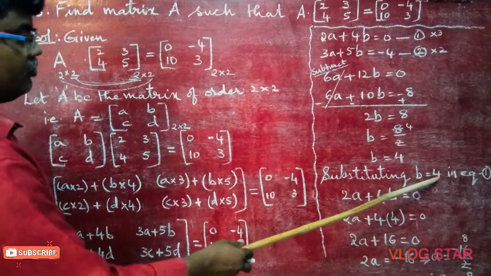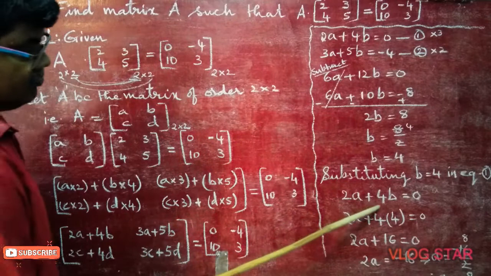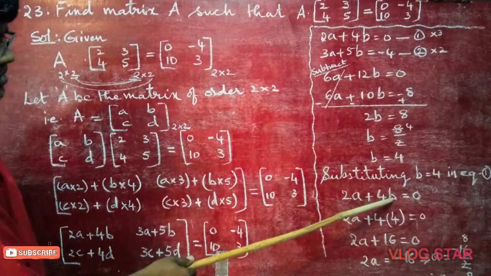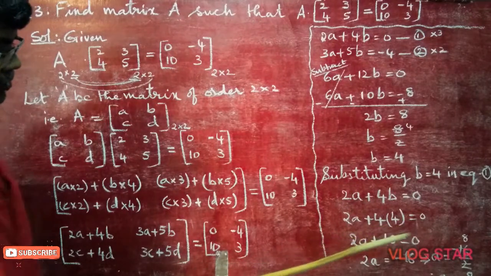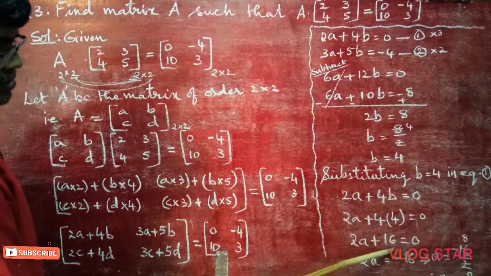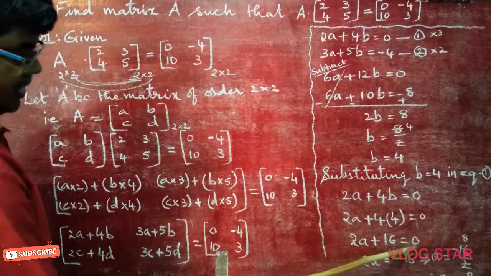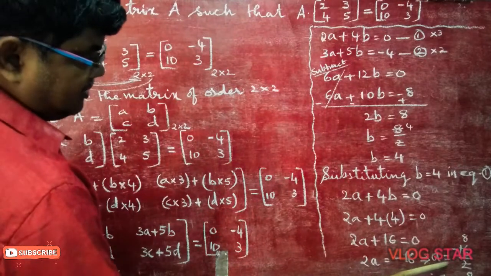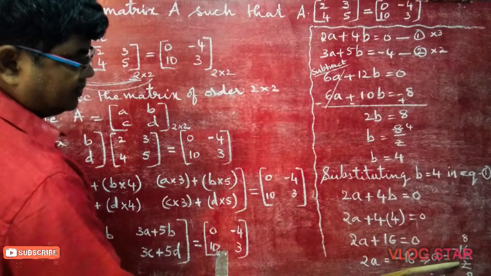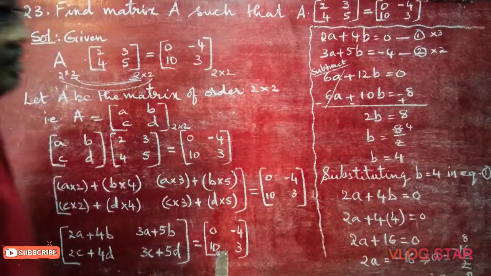Substituting b is equal to 4 in equation 1. What is equation 1? 2a plus 4b is equal to 0. So in the place of b you are writing 4. 2a plus 4 into 4 is equal to 0. 2a plus 4 fours 16 is equal to 0. Now plus 16 coming from left to right, minus 16. So 2a is equal to minus 16, which implies a is equal to minus 16 by 2. 2 goes in 16 8 times. So therefore a is equal to minus 8.